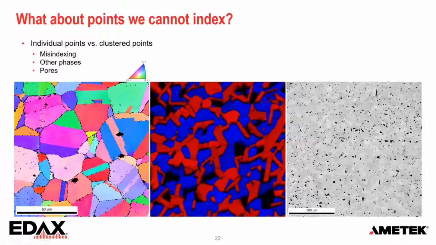Now, there may still be points that we cannot index. And here I have just a few examples. On the left, there's some misindexing, maybe along grain boundaries. In the middle, we may have missed a phase, and the black areas here may be something that we just couldn't index during the original indexing. Or here on the right, when we have a material with lots of pores. So what can we do about that?